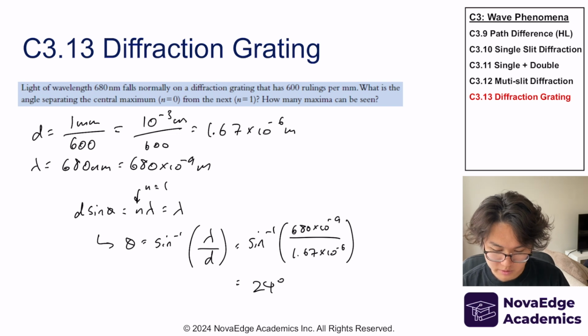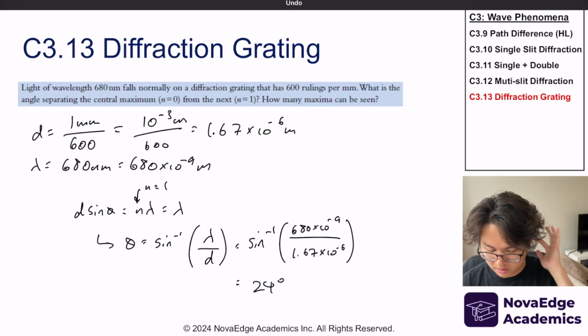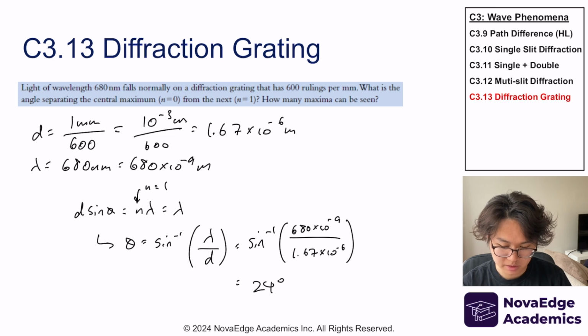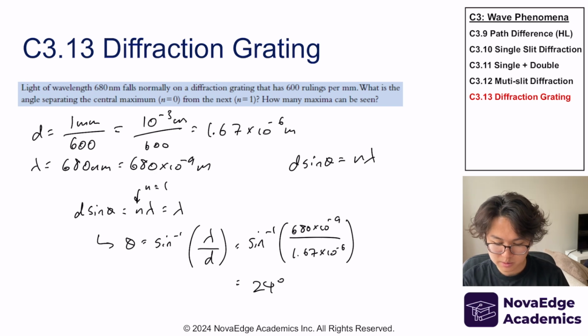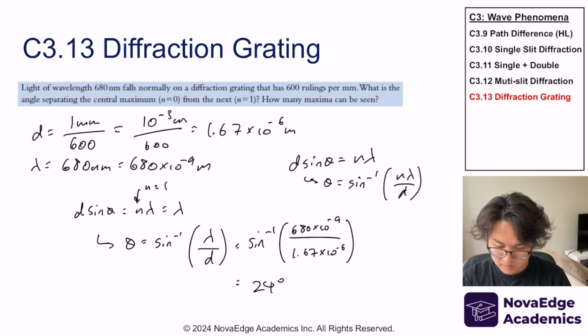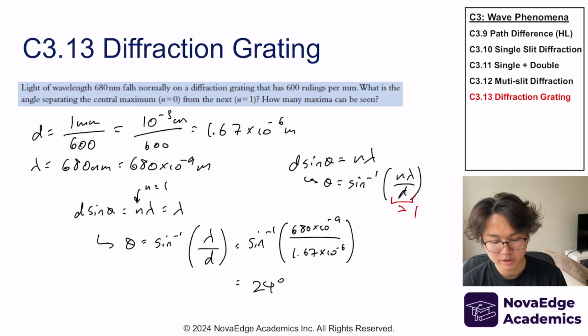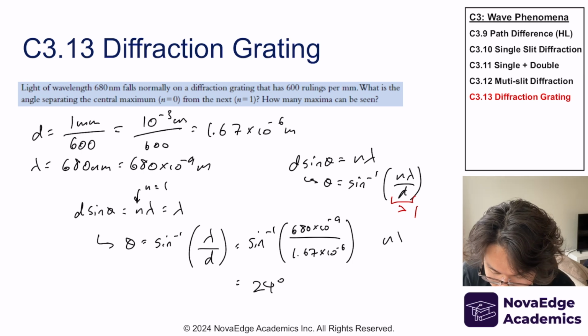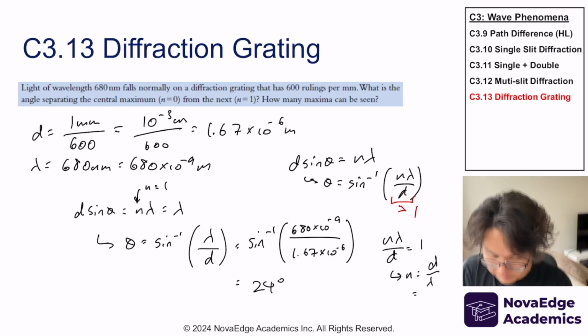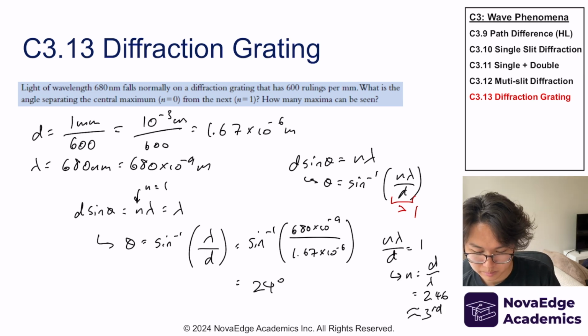That's .24 degrees. Now, the second part of this is how many maxima can be seen? That actually digs down into this whole d sine theta equals n lambda. There comes a point where this doesn't mathematically work because this portion becomes greater than 1, and you can't take the inverse sine of something greater than 1. So if I set that up, I get 2.46. So rounding it up, it's the third maxima.